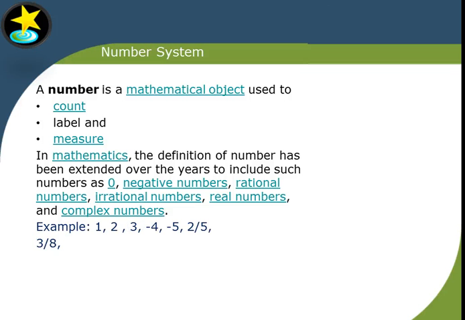Let's take some examples. Numbers 1, 2, 3, -4, -5, 2/5, 3/8 are all examples of numbers. Similarly, square root of 2, square root of 3, square root of 15, pi, or 0.10111011101110 dot dot dot are all examples of different numbers within number system.